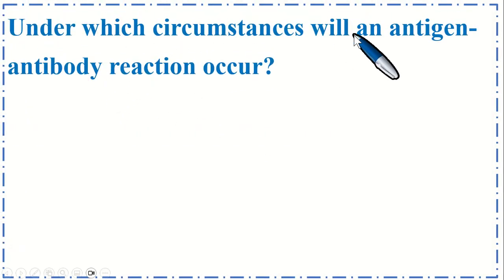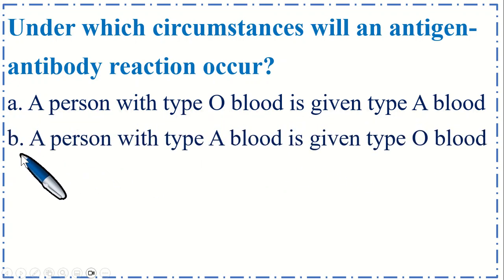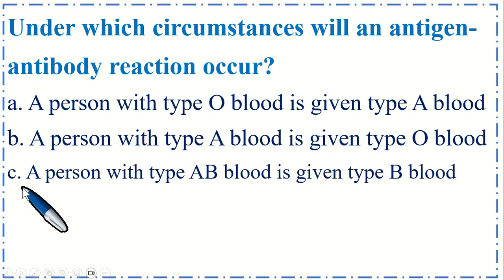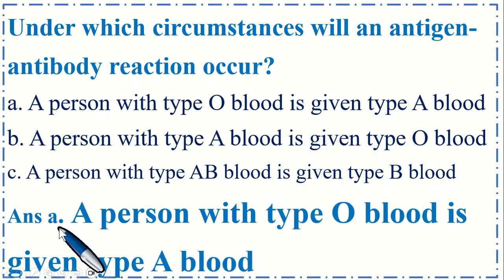Under which circumstances will an antigen-antibody reaction occur? Option A, a person with type O blood is given type A blood. Option B, a person with type A blood is given type O blood. Option C, a person with type AB blood is given type B blood. So the correct option is A, a person with type O blood is given type A blood. Right?